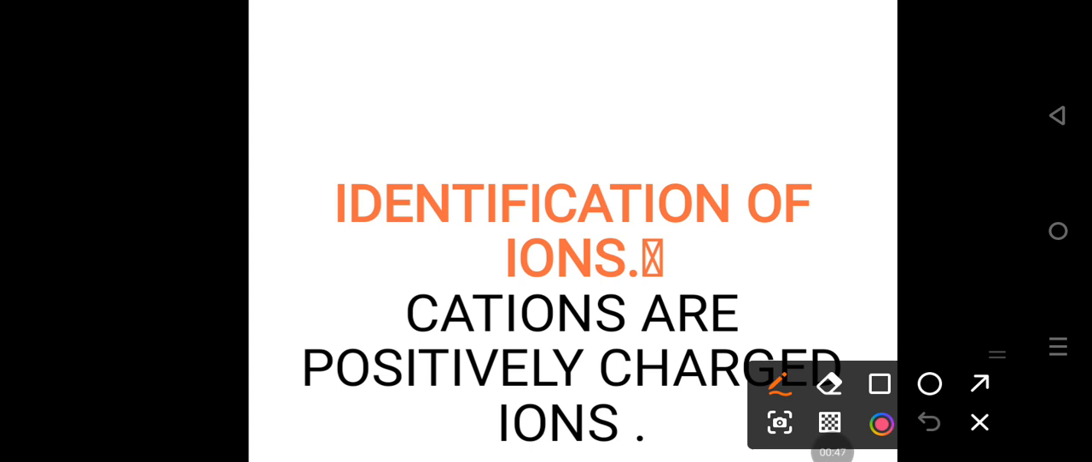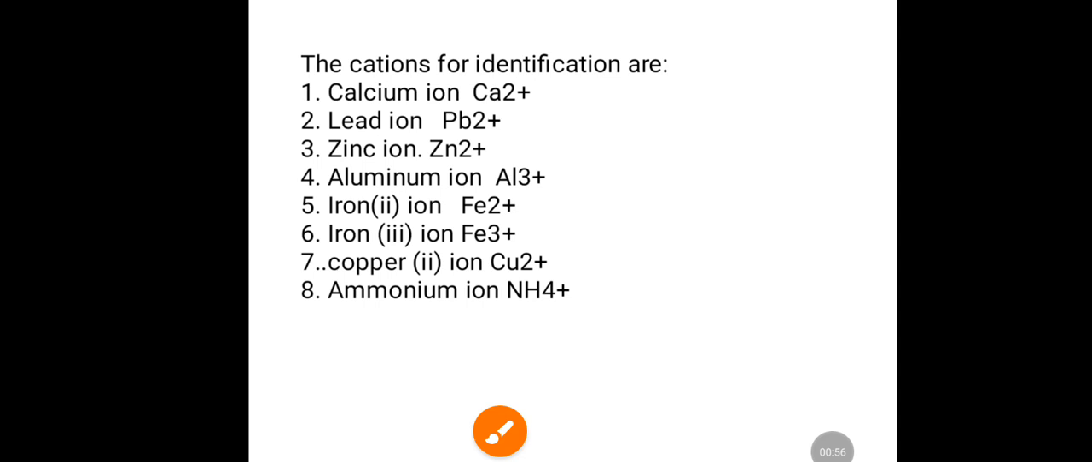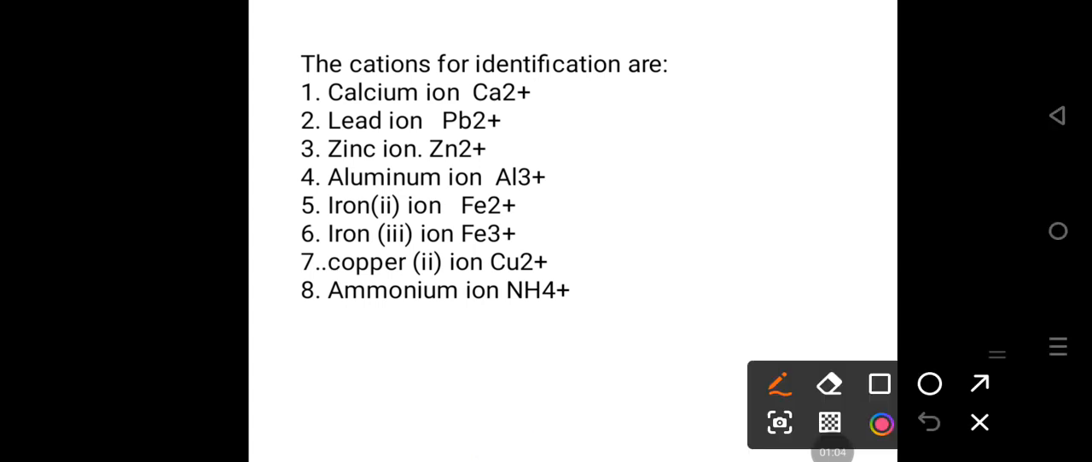So positively charged ions are cations. And so for cations for identification, there are about 7 or 8 of them that you'll be required to identify. These are calcium ion, lead ion, zinc ion, aluminum ion, then iron 2 ion, iron 3 ion, copper 2 ion, and ammonium ion.